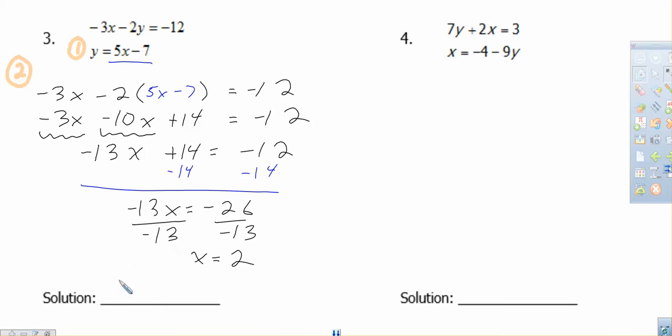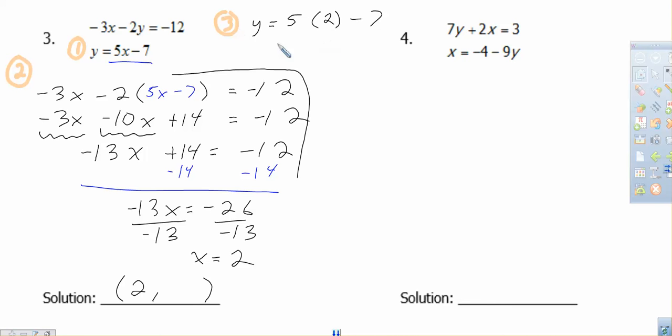Okay, so part of our solution is 2 comma something. Now we'll take that answer, x equals 2, replace it into the original equation. Okay, so step 3, we're going to take y equals 5x minus 7. Well, x we said was 2. So if we do that, we get y equals, that's 10 minus 7, or 3. So our answer is 2 comma 3.